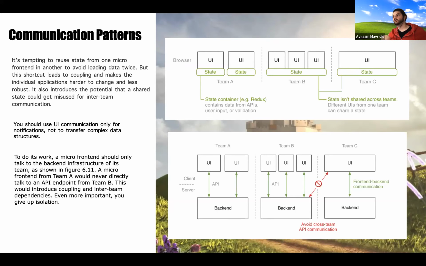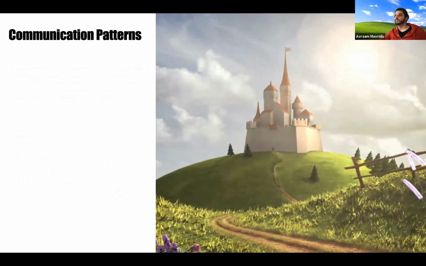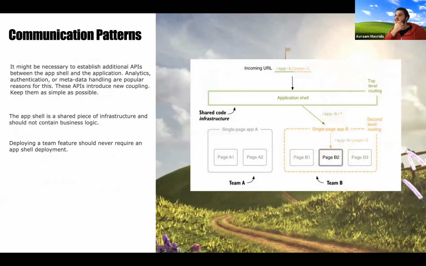So ideally, you shouldn't have any shared state between these applications that each team has developed. And you shouldn't have any communication with the backends of another team. I mean, it doesn't make sense to be isolated on the front end and then communicate with the backend of another team. Then you again create a coupling to the other team.